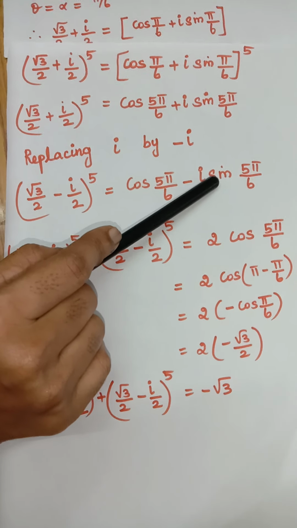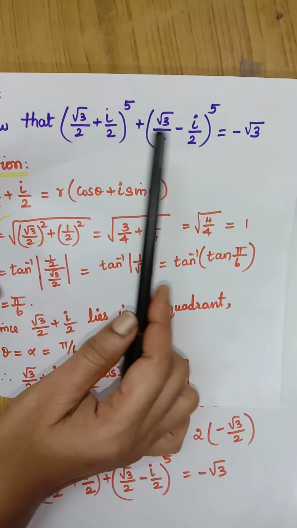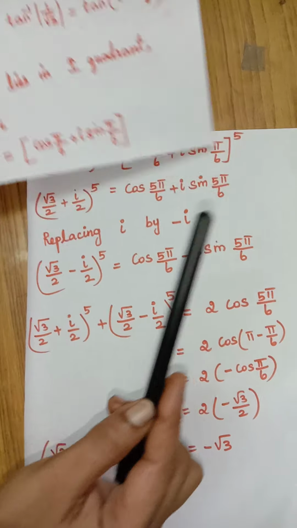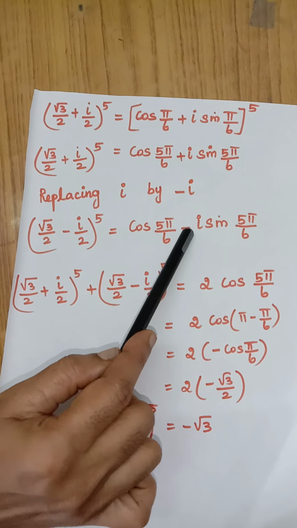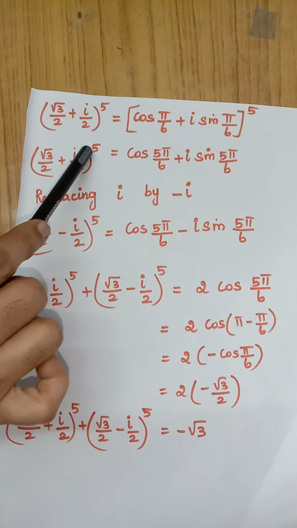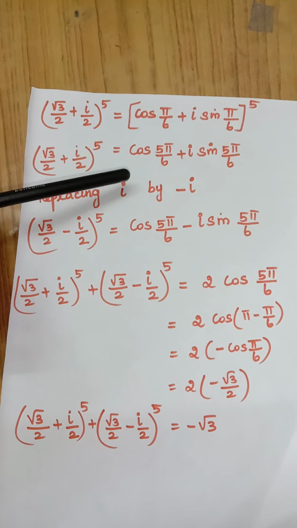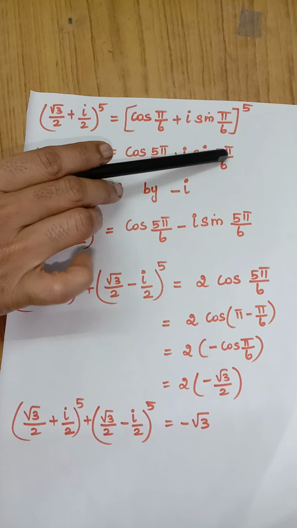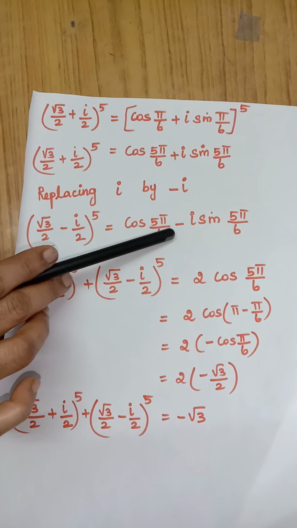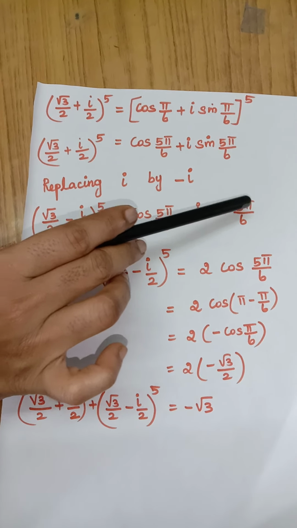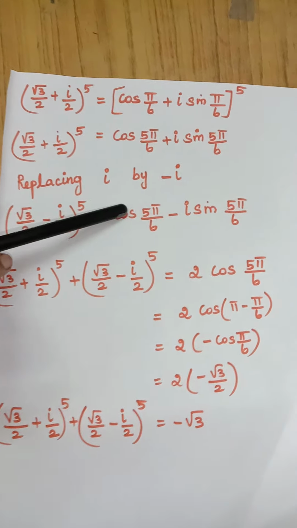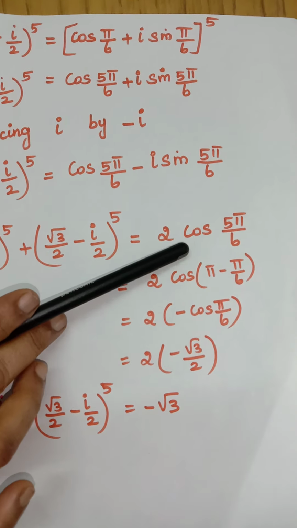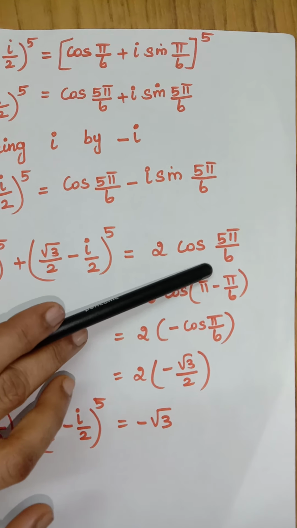Okay, so what's the question? The question: you have to add these two terms. Look at this. The first term answer is here, the second term answer is here. So we have to add both the terms. While you are adding, you look there: plus i sin 5 pi by 6 and minus i sin 5 pi by 6 get cancelled. So while adding these two, you will get 2 cos 5 pi by 6.